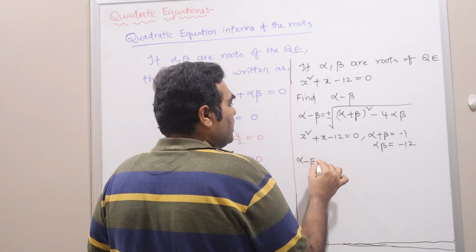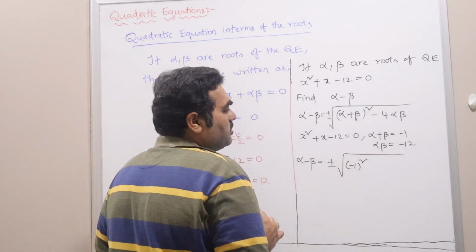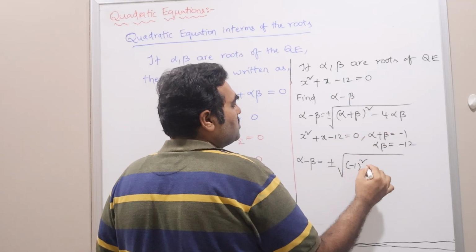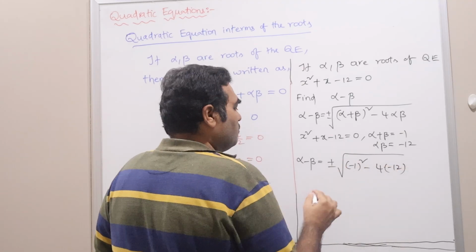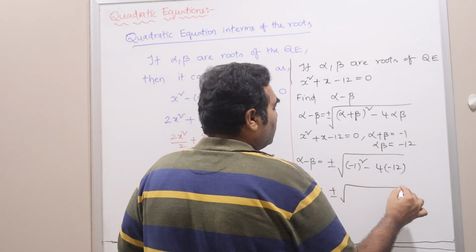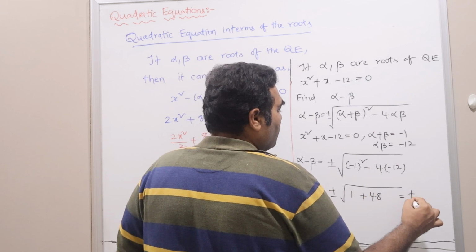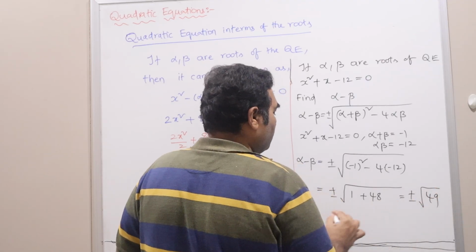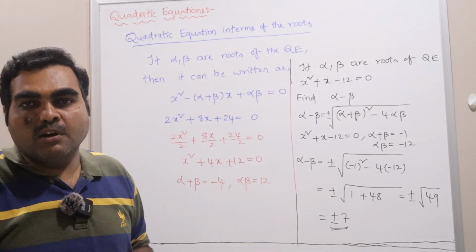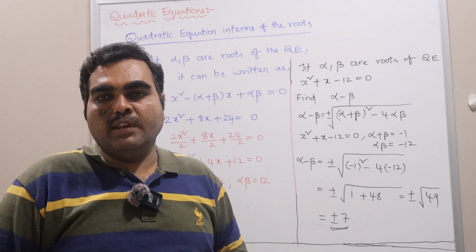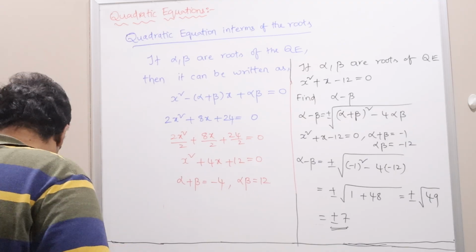So now alpha minus beta is given by plus or minus, simply substitution will lead you to the solution. So alpha plus beta is minus 1 whole square minus 4 into alpha beta is minus 12. So this is equal to plus or minus square root of 1 plus 48 is equal to plus or minus square root of 49 is equal to plus or minus 7. So this is how you can use this fundamental relation between the coefficients and roots of the equation. I hope you got it.